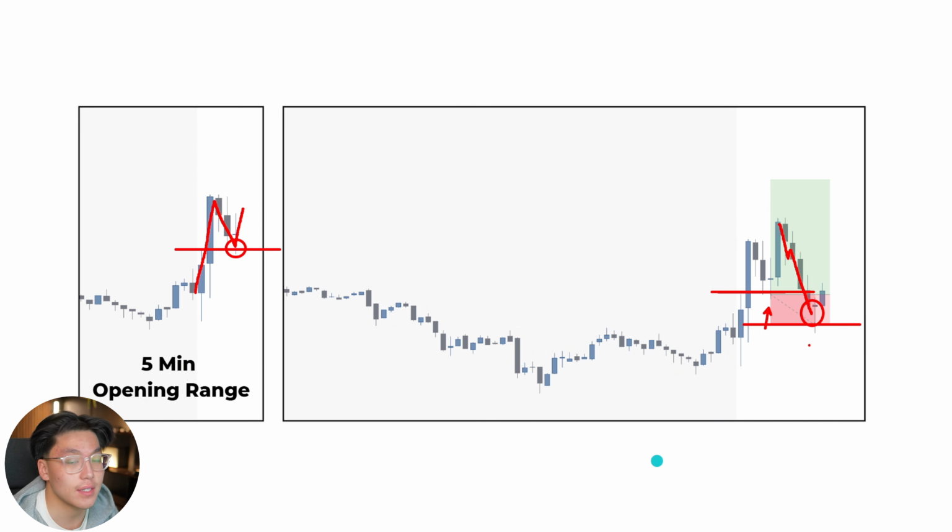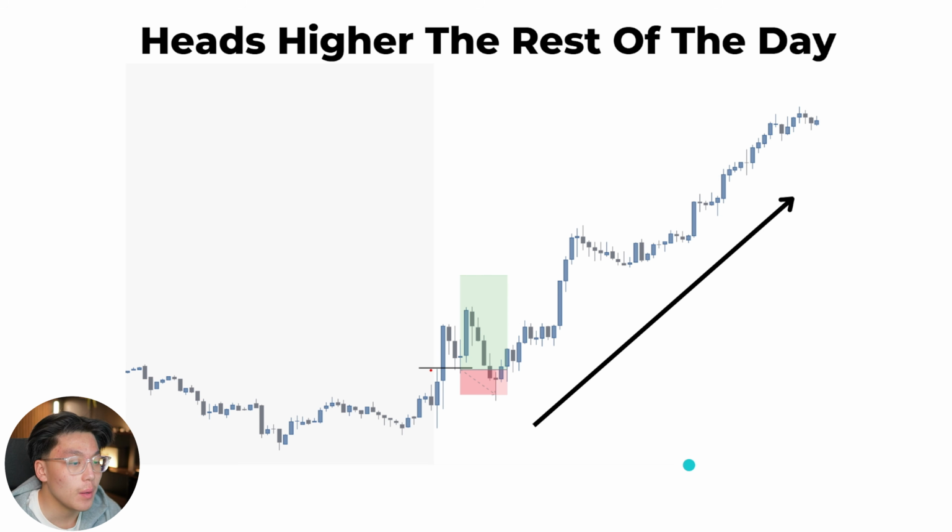We end up having this nice continuation towards high of day. We wanted to see continuation higher, but it ultimately comes back down and stops us out. But then it heads higher the rest of the day. And as I mentioned earlier, this is one of the most frustrating parts when it comes to trading, is that you had your correct thesis, you had your correct entries, you had your correct stop, you had your correct targets. But what happens? Somehow price ends up stopping you out, and then it just continues higher for the rest of the day. And now you're all upset.